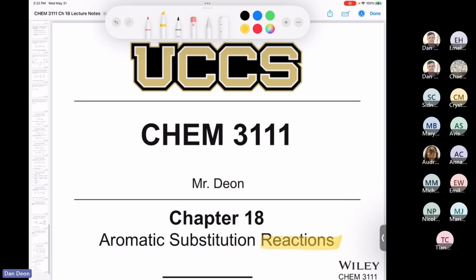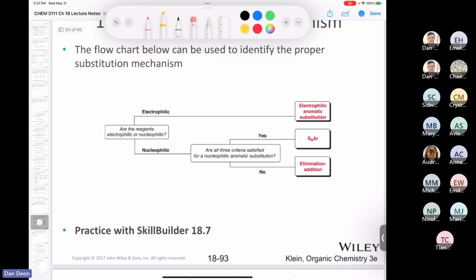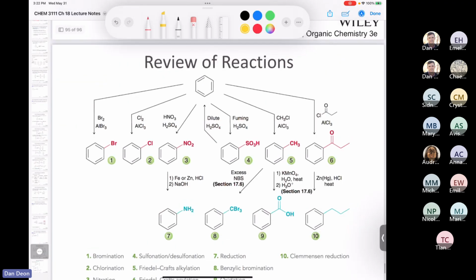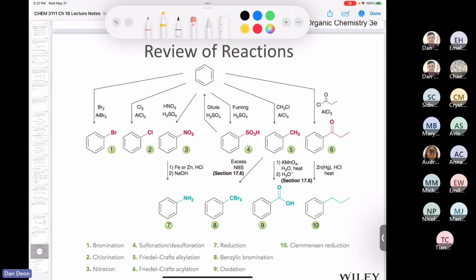If we go all the way to the end of the class, somewhere down here, you can see that we're going to learn a whole host of new reactions here. Bromination of an aromatic ring, chlorination, nitration, sulfonation, alkylation, acylation. And then we learned some other reactions, some reduction reactions, oxidation, a whole bunch of different reactions here.